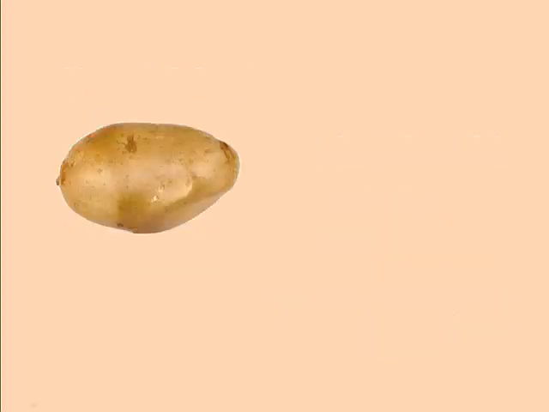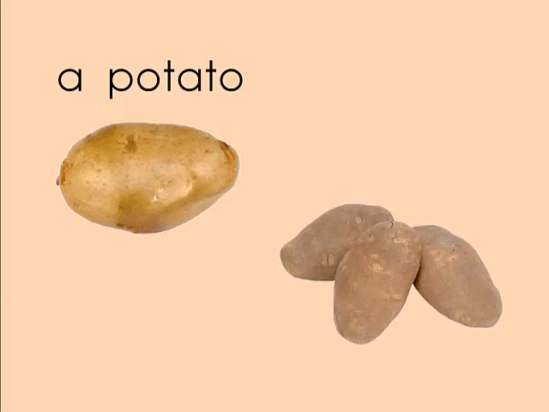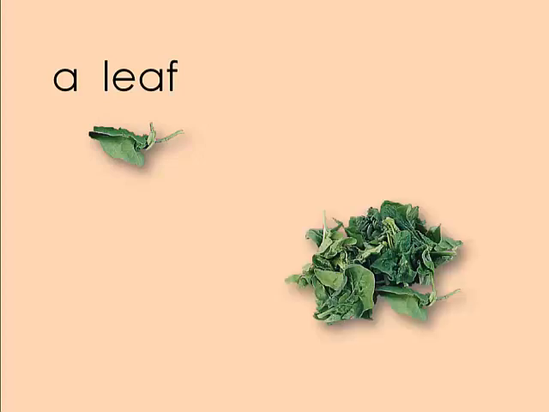What is this? It's a potato, consonant O at the end. So these are potatoes, ES. What is this? It's a leaf. It's spinach. It is a leaf of spinach. And these are spinach leaves.